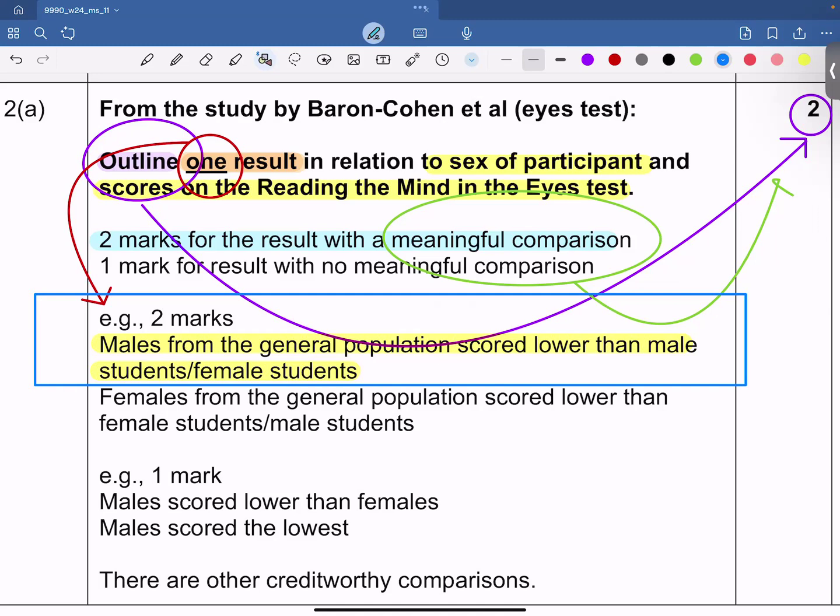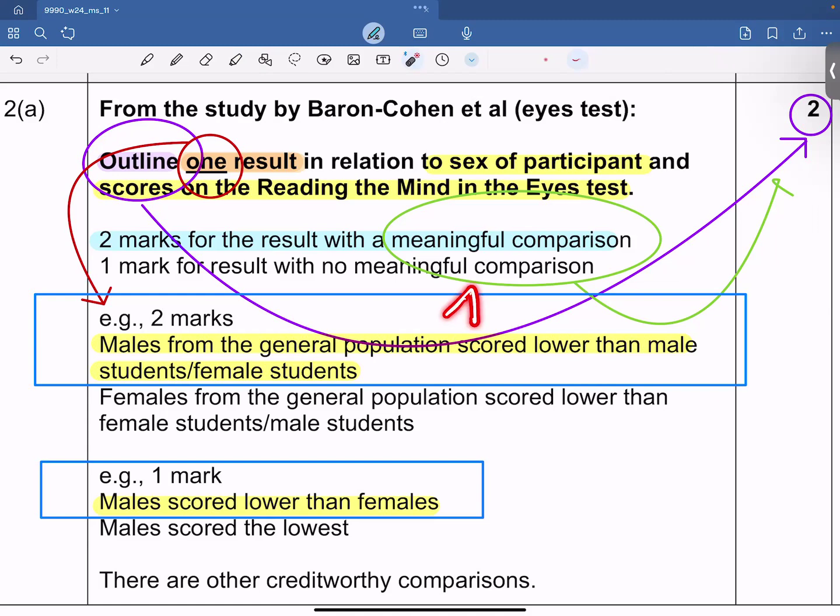Now, if I compare this with the second example that is provided to us, where the student would not score 2 out of 2 marks, but would lose a mark. If a student writes males scored lower than females, I do accept that this is a valid comparison, but it's less specific. You as a student are less specific as you're not identifying the group that you're comparing it with, which reduces the depth of the finding. So for you to score a 2 on 2, make sure that you're providing a meaningful comparison.